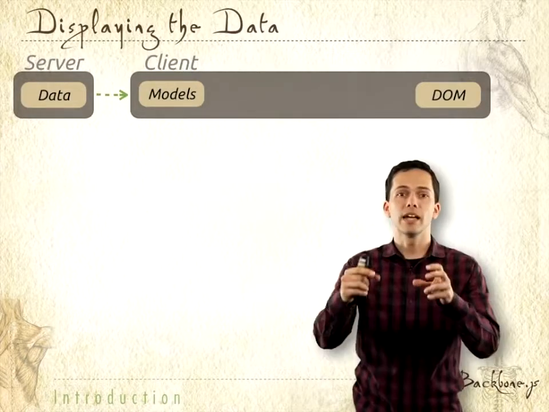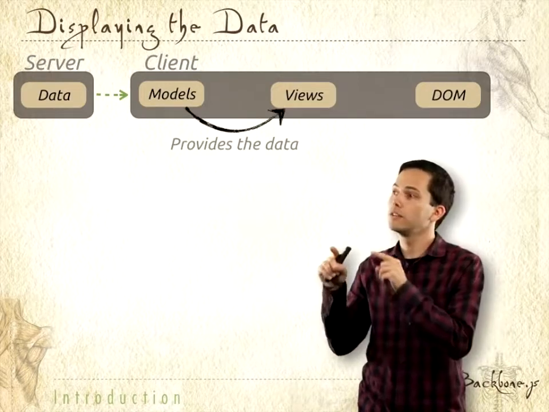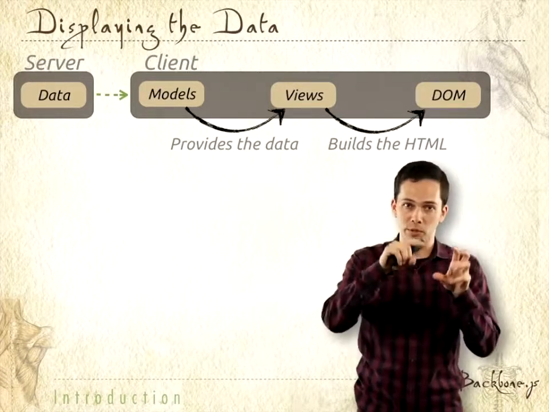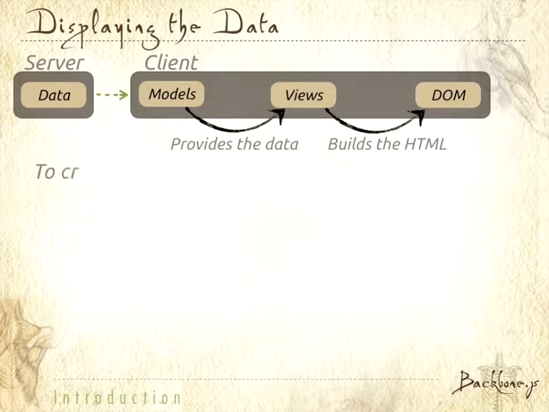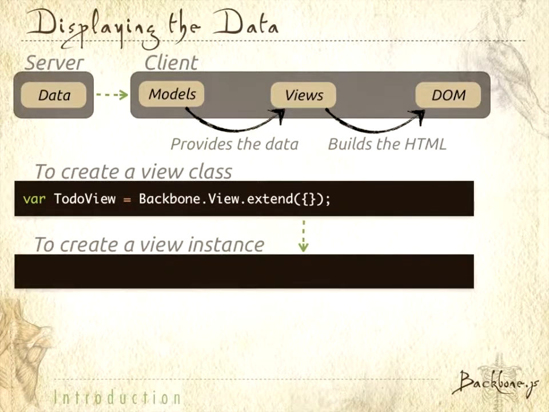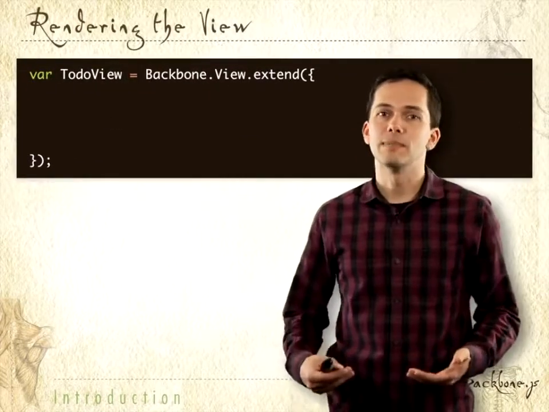So on the client side, we have models which encapsulate our data. Those models provide the data for the views, and it's the view's responsibility to build the HTML, which then we might put back into the DOM. To create a view class, we're going to create a ToDoView. Notice again the capitalization, and that is going to extend from the Backbone view base class. To create a view instance, just like we created a model instance, we're going to create toDoView, which is going to instantiate a new ToDoView instance, and we're going to send in the model that we created on the previous slide.